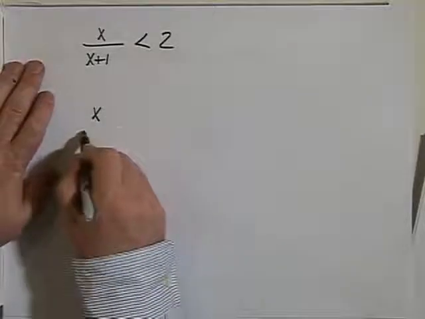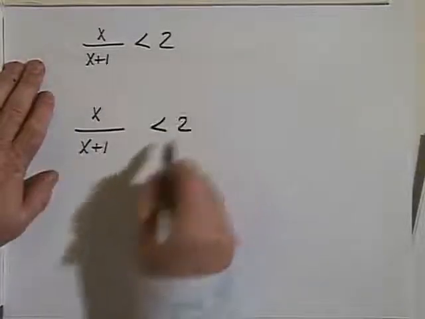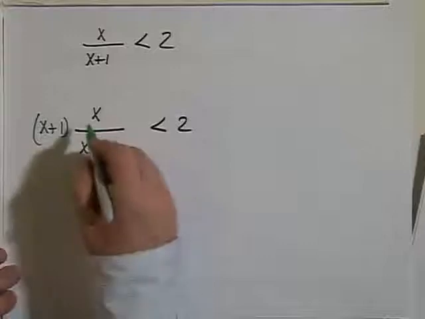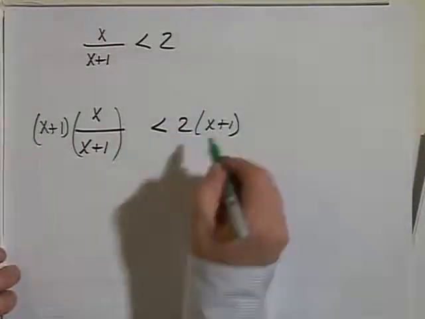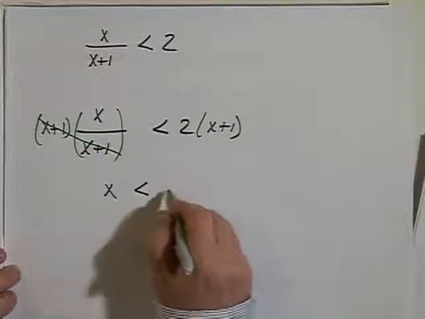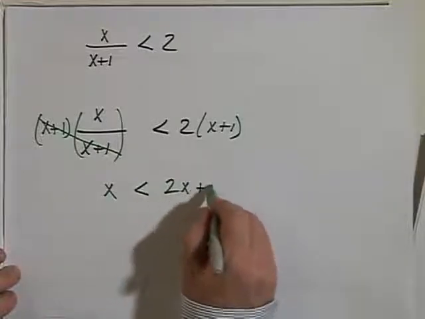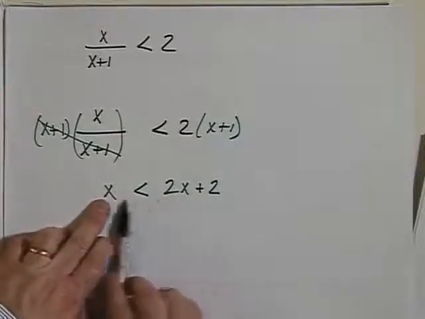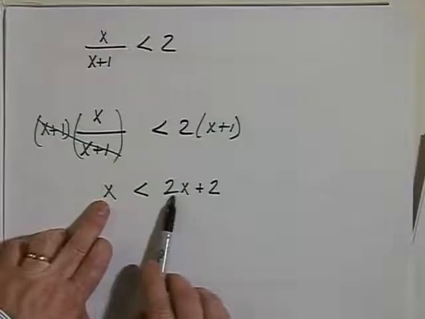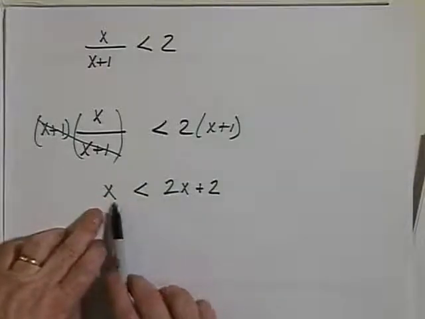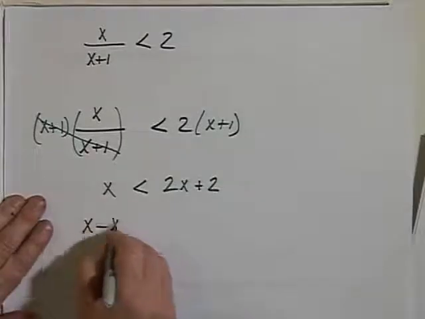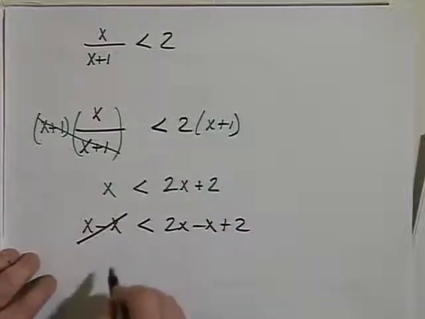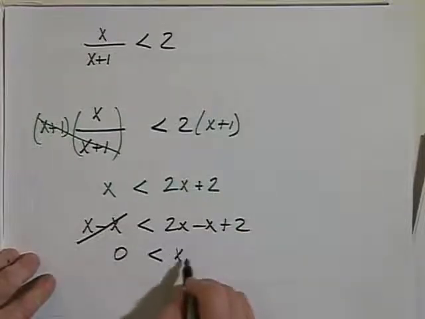So x over x plus 1 less than 2. I'm not really keen on this x plus 1 here, so I think I'll multiply by x plus 1. x less than 2x plus 2. I'm not really keen on the 2x and the x here. I think I'd like to get rid of one of the x's, so maybe x minus x is 2x minus x plus 2. So naught less than x plus 2.